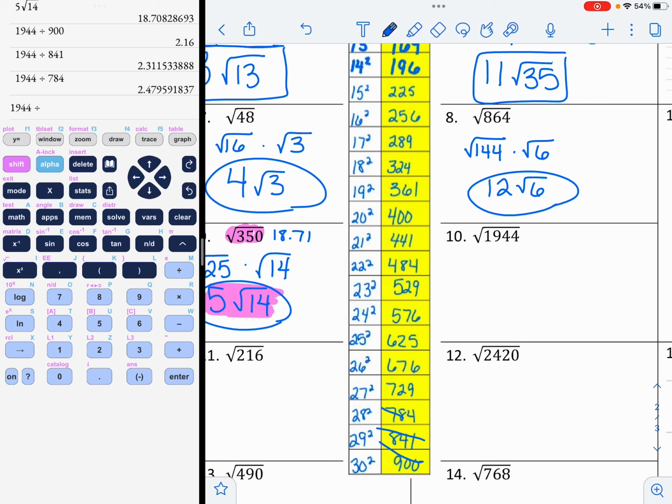1944 divided by 729. I was going through the list. Do you know what I'm doing? Making my way through the list. So I'm going to do 1944 divided by, I just did 729, so I'll do 676 now. I'm looking for something that goes in evenly. What am I going to divide by next? I'm going to guess 625.